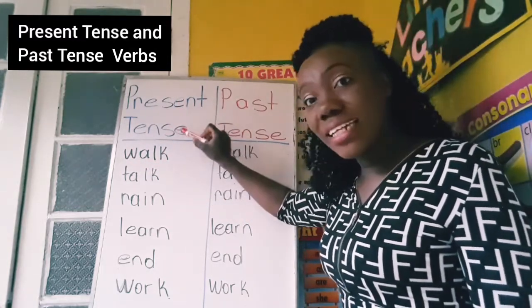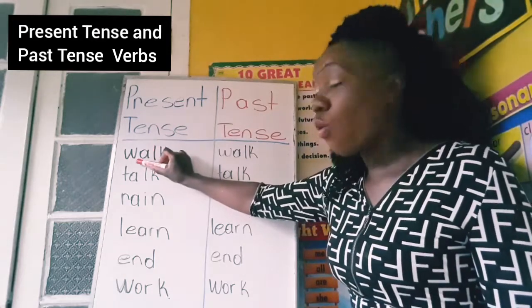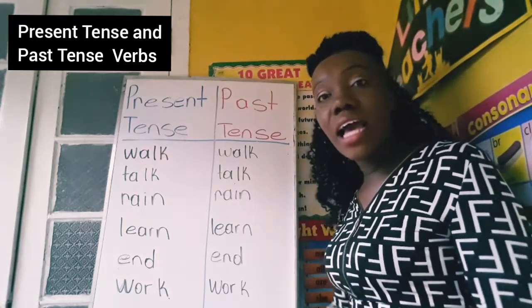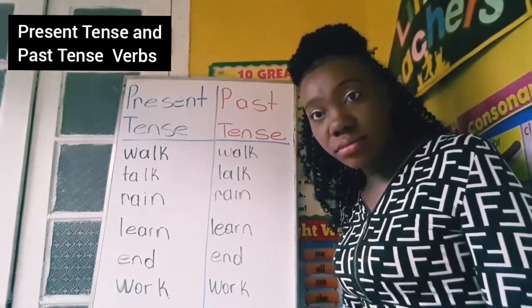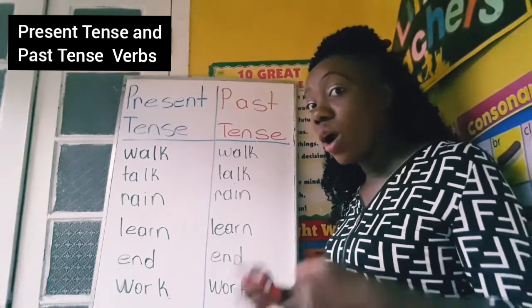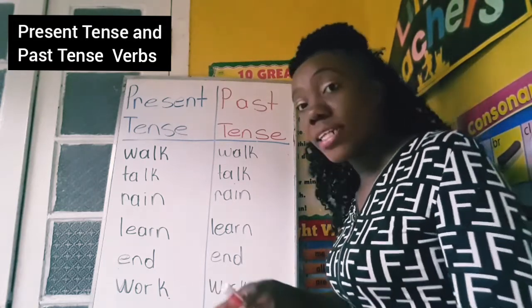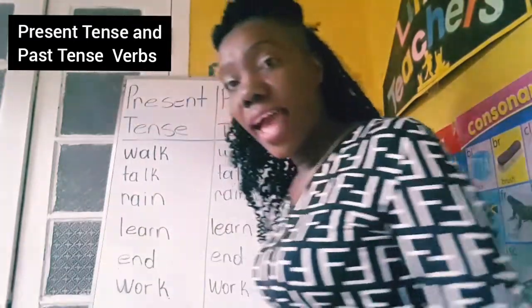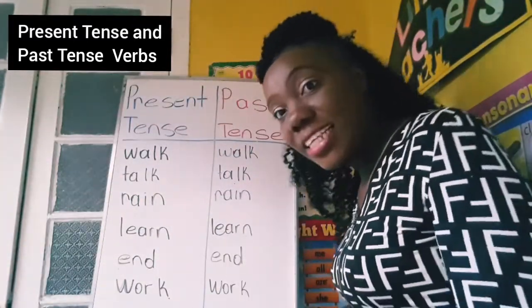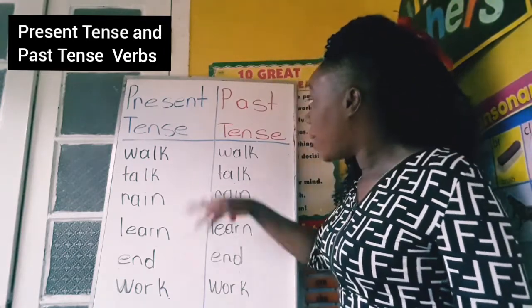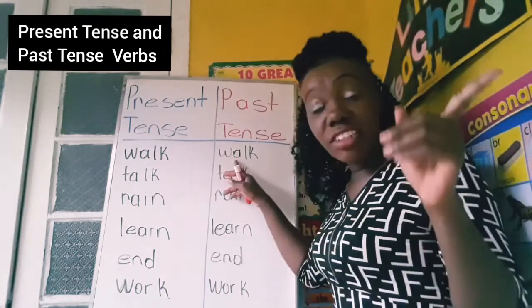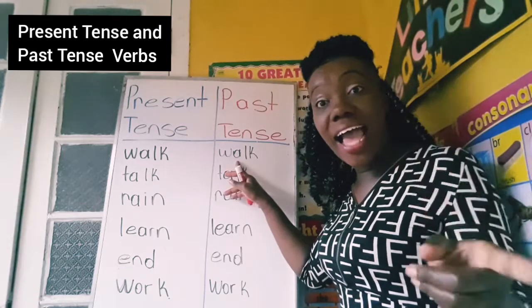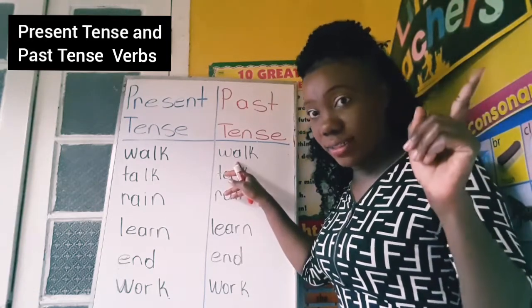So for present tense, the word is walk. So I walk. So Auntie Karen walks. So that is what I'm doing now. So see, I walk. So I did that now. But yesterday I walked.